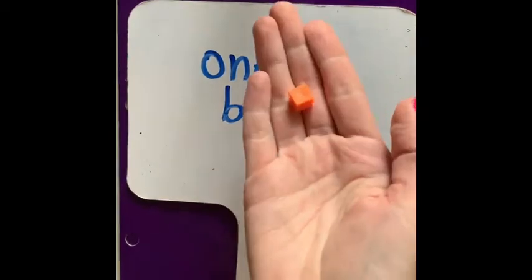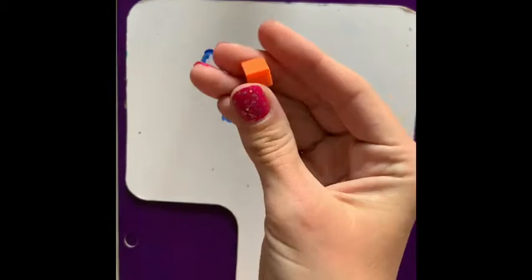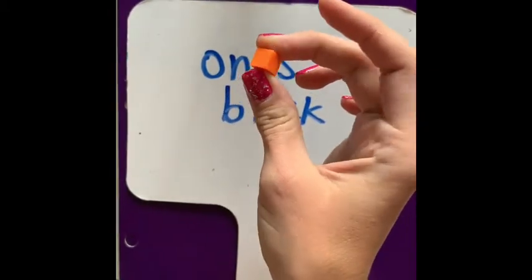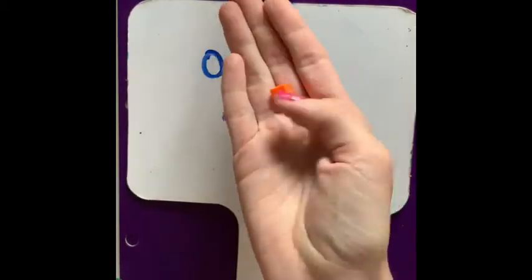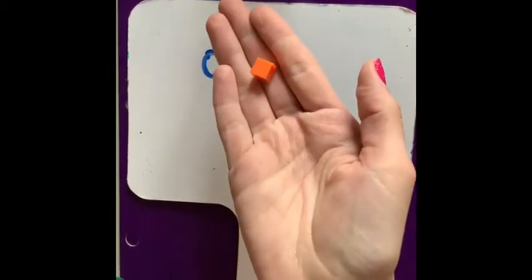A ones block, I like to just call it a one. Ones are worth 1. That's pretty easy. This is a ones block and it's worth 1. How much is this worth? Tell me.